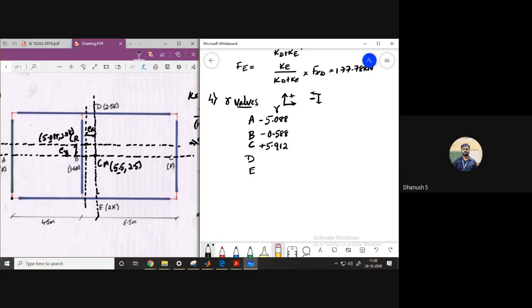Wall D is on top. From the bottom, it was at a distance of 2.78, correct? Yes, sir. So it will be 5 minus 2.78. How much is it? 2.22, and this will be 2.78. In this, which is positive and which is negative? D is positive. Are these values correct, everyone?